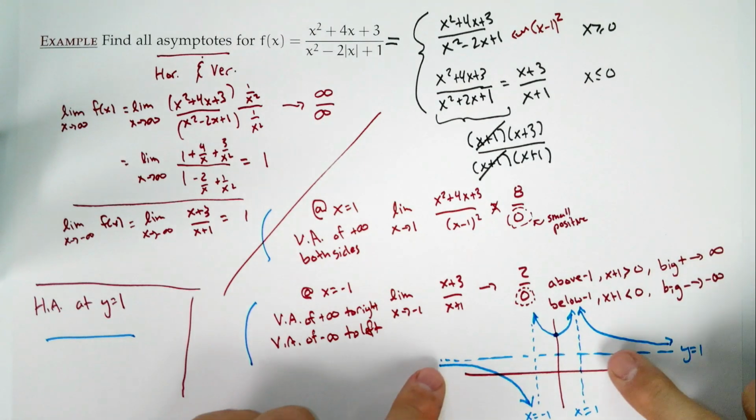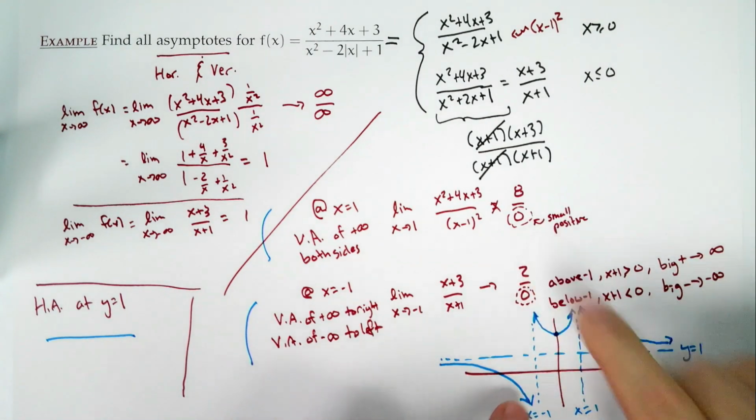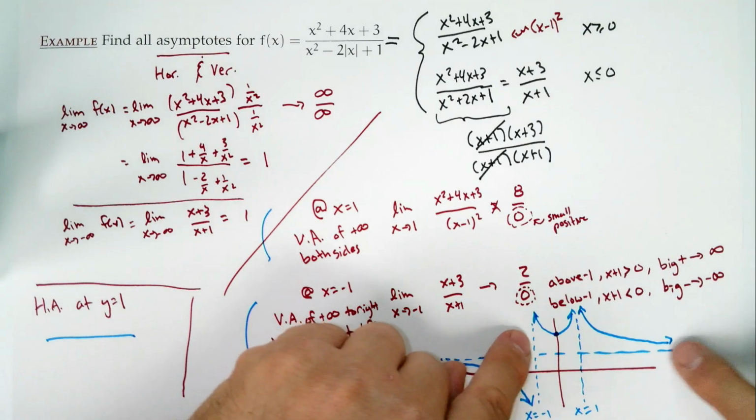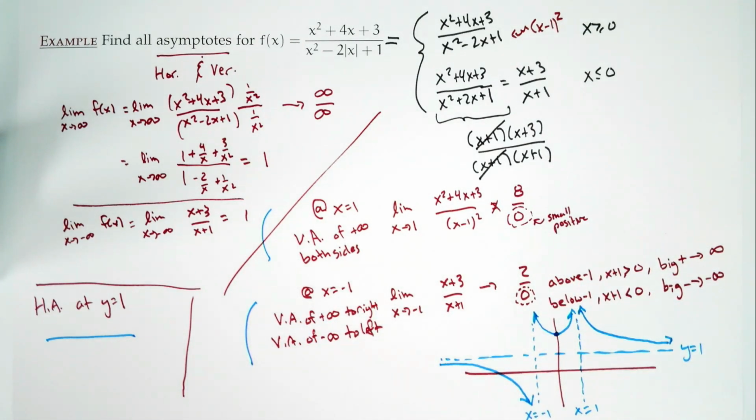So again, at x equals minus 1, different behavior from the two sides. At x equals plus 1, same behavior from the two sides. Now that's interesting. Of course, it's math. It's all interesting. That's why we do it.